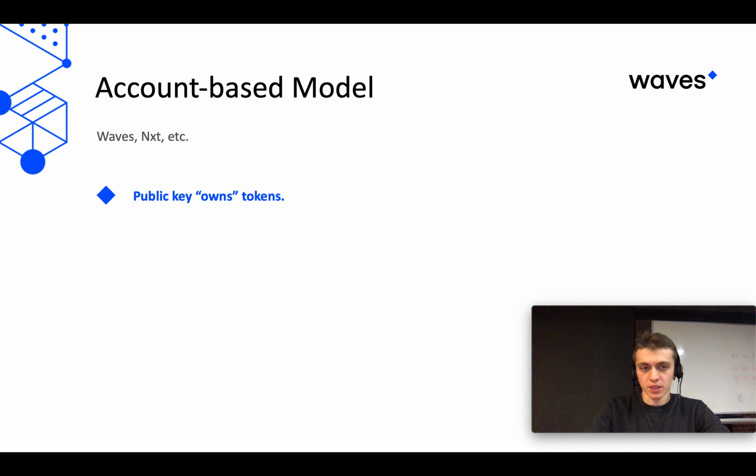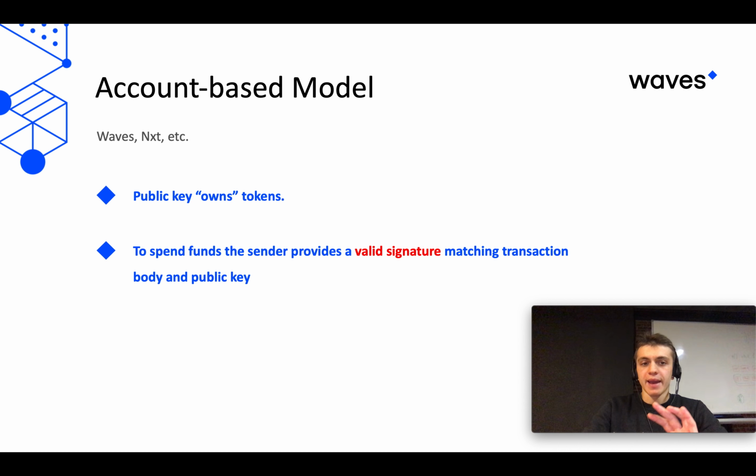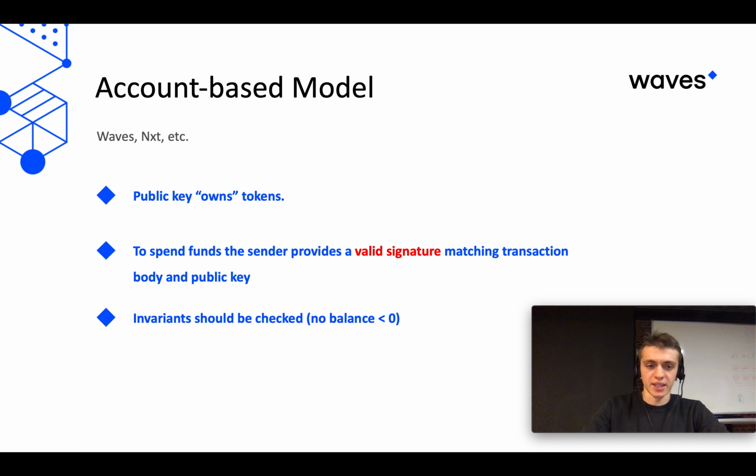There are accounts, like in NXT, like in Ethereum also, and it means that some public key owns tokens. And to spend funds, to spend those tokens, the sender provides a valid signature, matching transaction body and public key. So to make a transaction, you just have to sign a transaction. The blockchain itself just checks some other properties, like it checks that your balance allows you to make that transaction, for example.